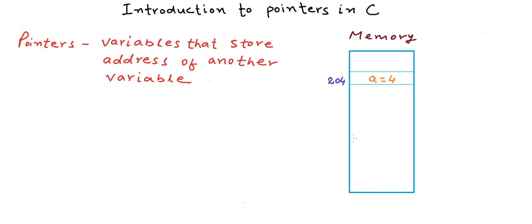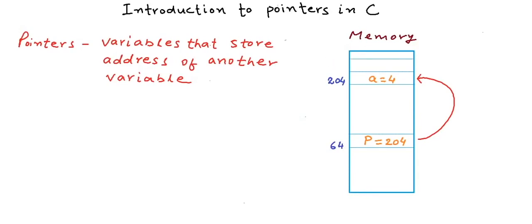Now we can have another variable, the type of which is pointer to integer, and let us say the name of this variable is p. Now this variable p can store the address of a, and using p or some operators upon p, we can reach a. Now p also takes some memory, so let's say it is stored at address 64 and it also takes 4 bytes of memory.